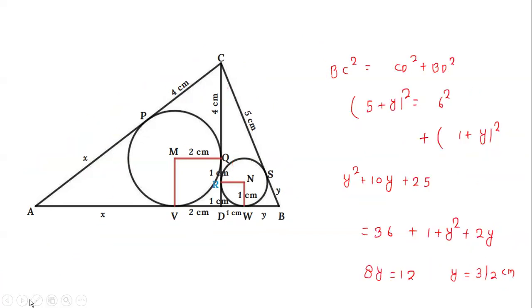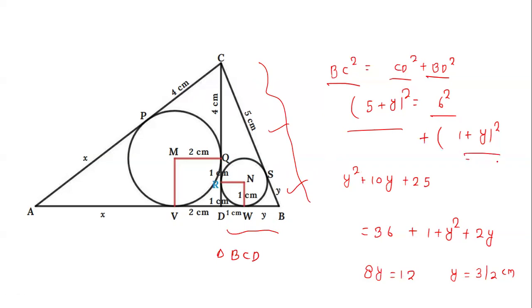So now you look at the triangle BCD. Here we can again apply the Pythagoras theorem: BC square is CD square plus BD square. What is the value of BC? This is simply 5 plus y, so it is 5 plus y whole square. CD we know as 6, so this will become 6 square. And BD we know as 1 plus y, so it will become like this.